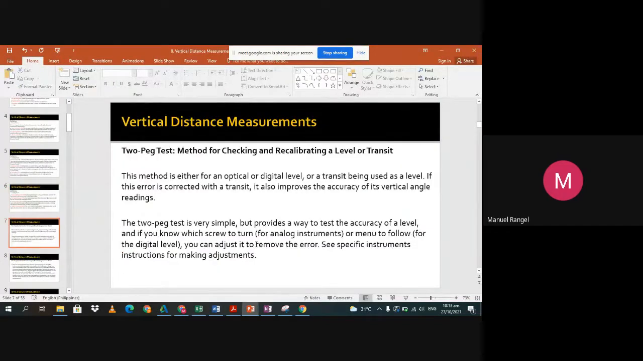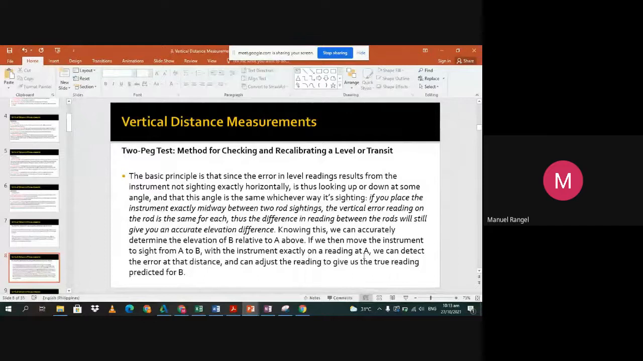Next, the two-peg test method. It is a method for checking and recalibrating a level or transit. So, dali ra po ni. This method is for either an optical or digital level or a transit being used as a level. Two-peg test is very simple but provides a way to test the accuracy of a level. And if you know which screw to turn or menu to follow for a digital level, you can adjust it to remove the error. See specific instrument instructions for making adjustments.